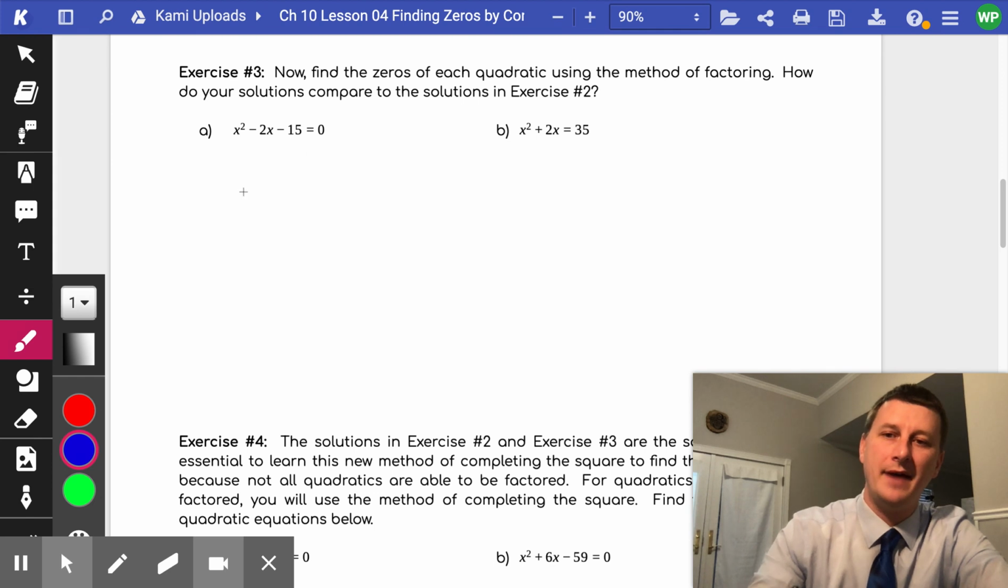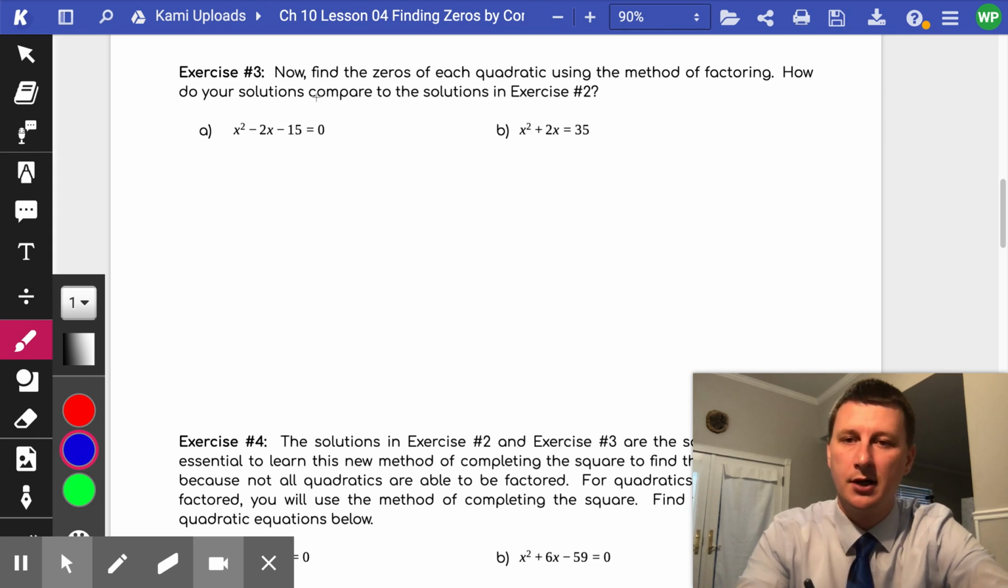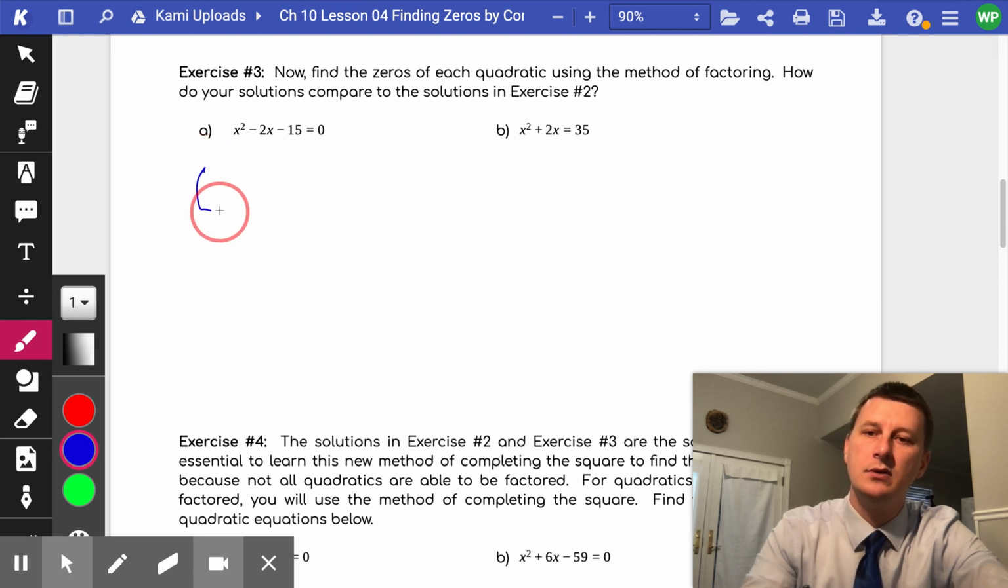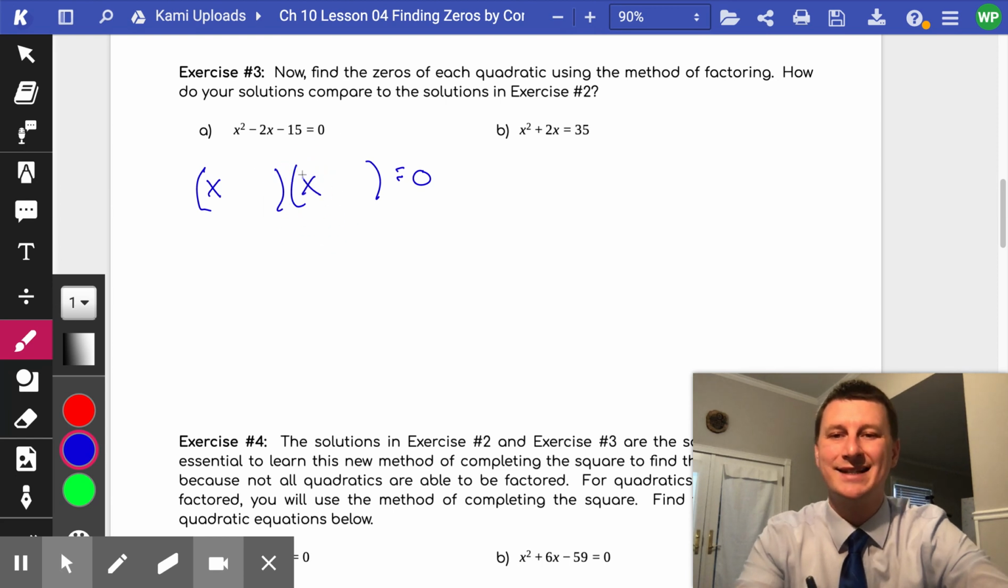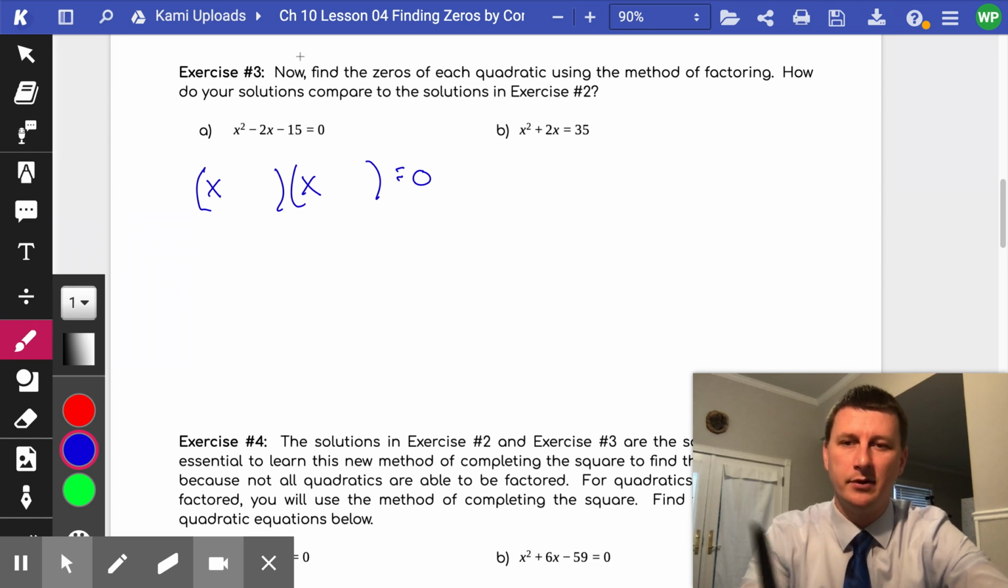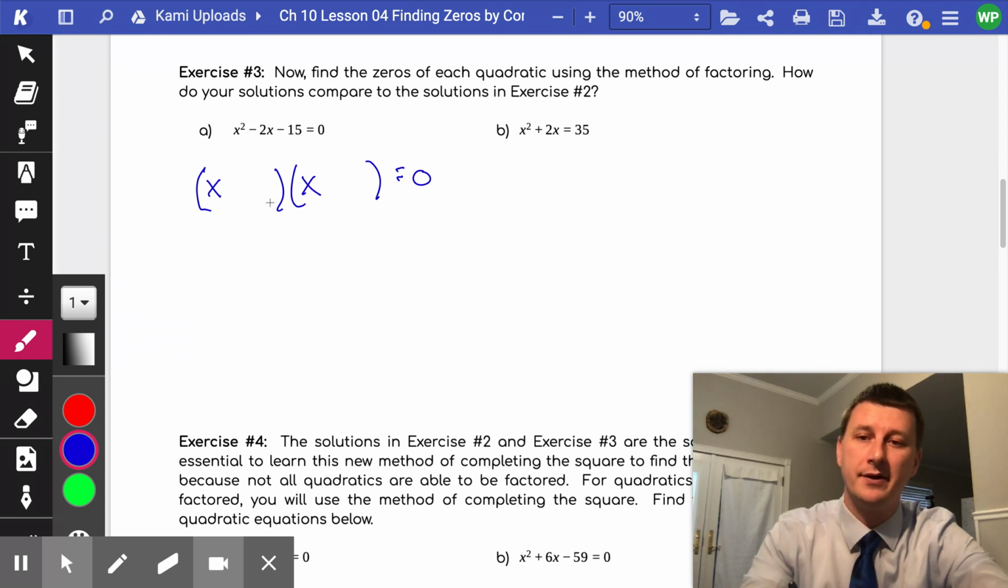So in order to factor, again, we want to make sure our equation is set equal to 0, which it is, and then we want to find two numbers that multiply to 15 and combine to get 2. So I'm going to start off by putting an x in the front of each parenthesis because x times x will give me x squared. And then my two numbers that multiply to 15. Well, we have 15 and 1, but we can't get a 2 from a 15 and 1. Oh, but we have 5 and 3. So I'm going to fill in 5 and 3.